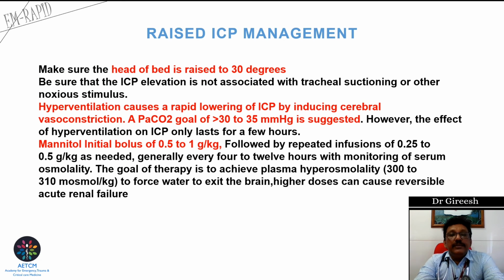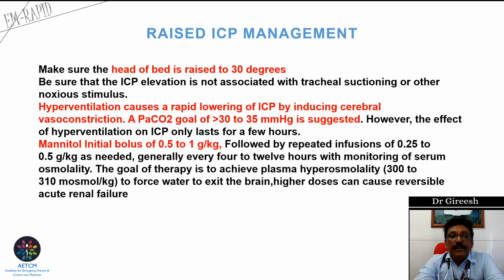Now, most of these patients who have a large bleed or severe ischemic stroke can have mass effect in the brain, raised ICP can be there. So the head end should be slightly elevated, 30-degree elevation can be there. Hyperventilation can be tried in this type of patients. Put the patient on mechanical ventilation, and hyperventilation can be tried in mechanical ventilation. A PaCO2 goal of 30 to 35 millimeter of mercury is suggested here.